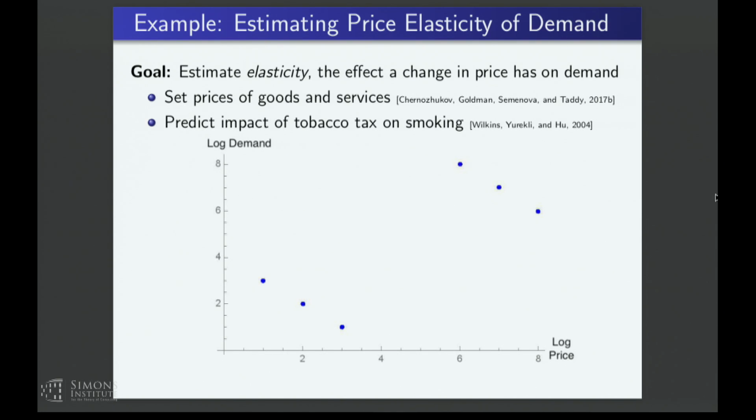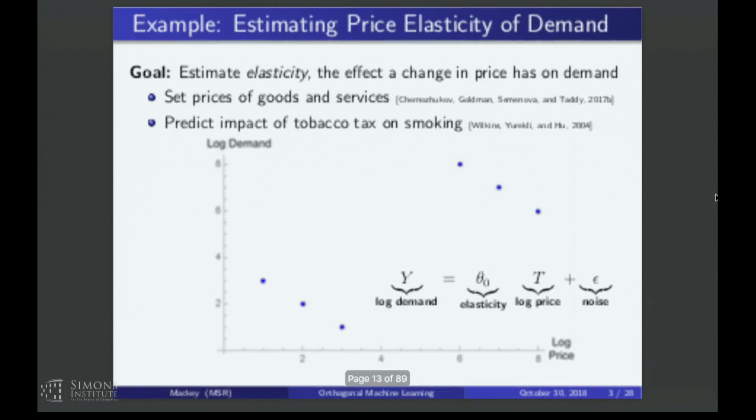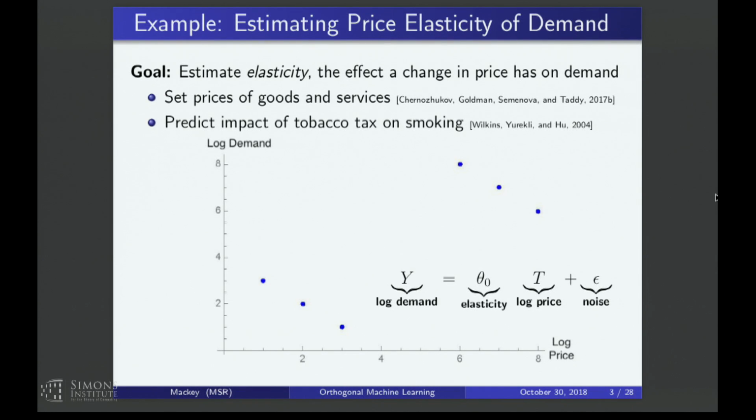Well, you say, okay, well, if I want to predict elasticity, I should just regress log demand onto log price. So here's our regression model. Y is log demand. T is the log price, the treatment in this experiment. And the coefficient that relates them is going to be the elasticity, ideally. And so you might just say, I'll just do an ordinary least squares regression, and I'll get a best fit, and that will be my elasticity.